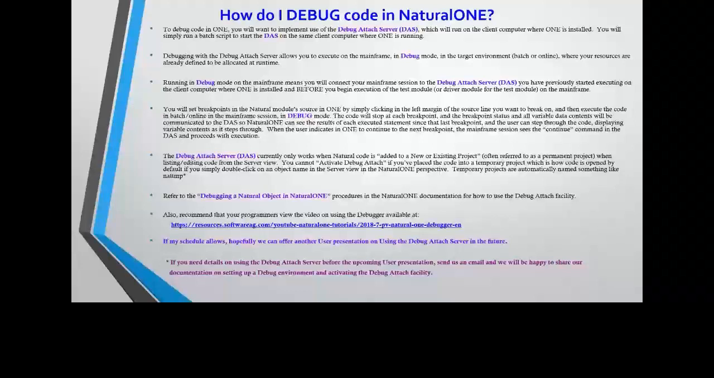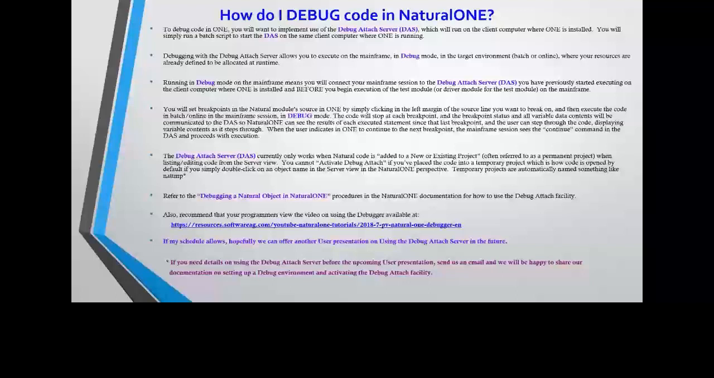What this server does is it runs on the local client. You start it by running a script on your local client that starts up the debug attached server. And then in your NaturalONE session, you'll set some parameters and then tell it to attach to that debug attached server. Then you'll do your testing on the mainframe, but you'll log into the mainframe and start up a debug mode. That debug mode, when you start it up, will attach itself to the debug attached server running on your local client.